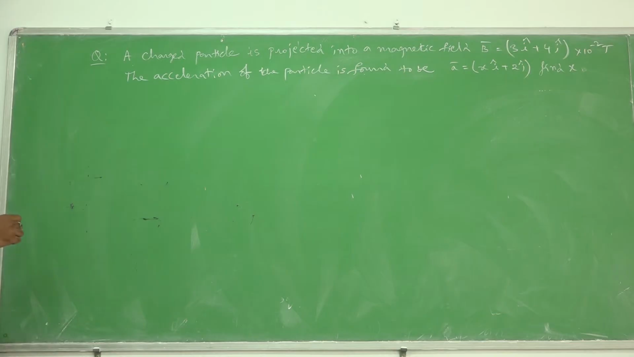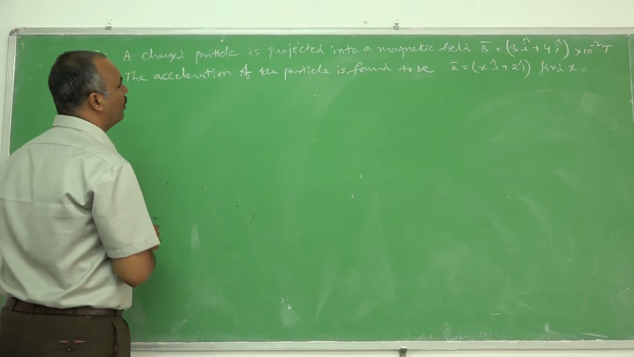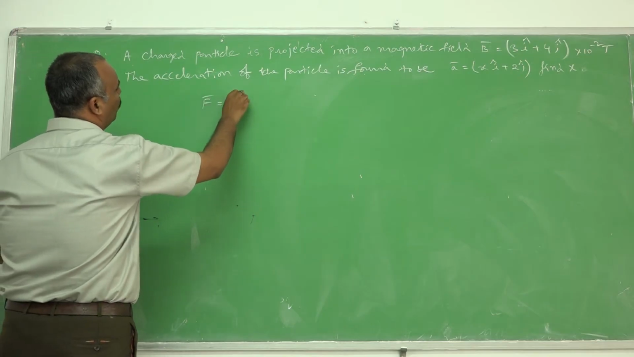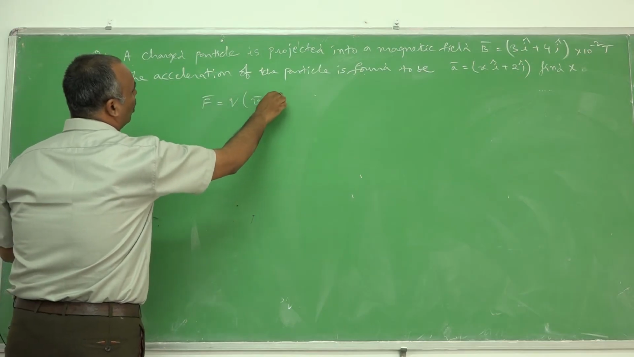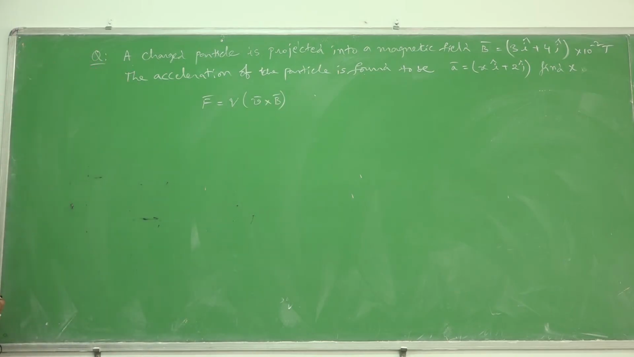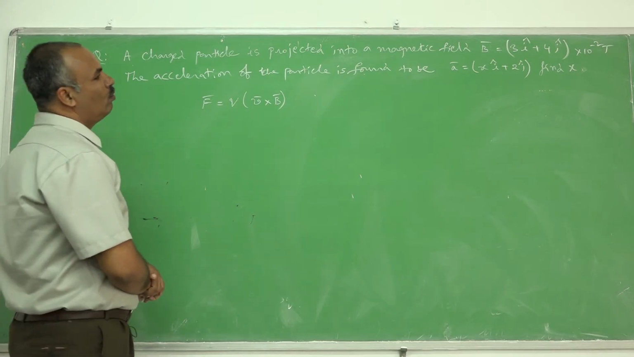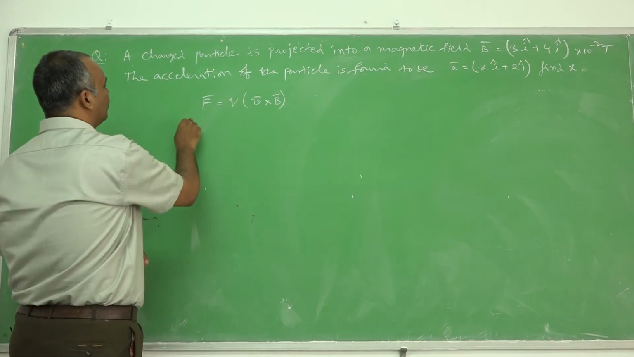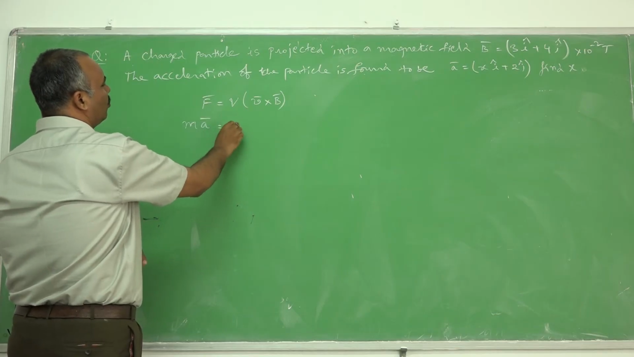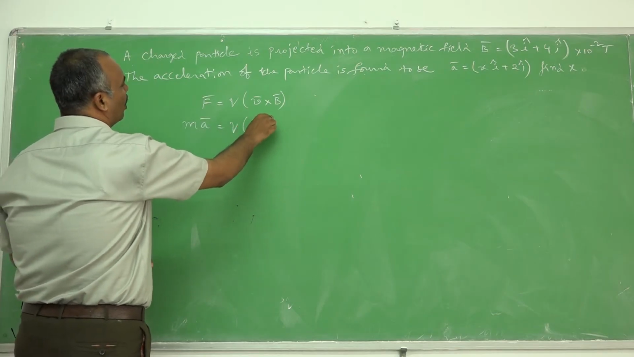This is the question. The solution is very simple. Force experienced by the particle when it is projected into a magnetic field is given by F is equal to Q into V bar cross B bar. This is the force experienced by a particle when it is projected into a magnetic field. Force can be written as mass into acceleration. So m a bar is equal to Q into V bar cross B bar.